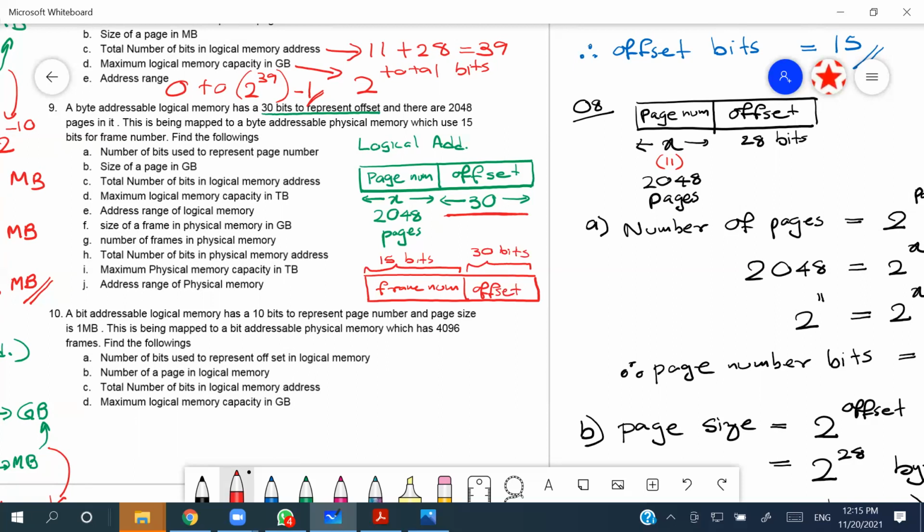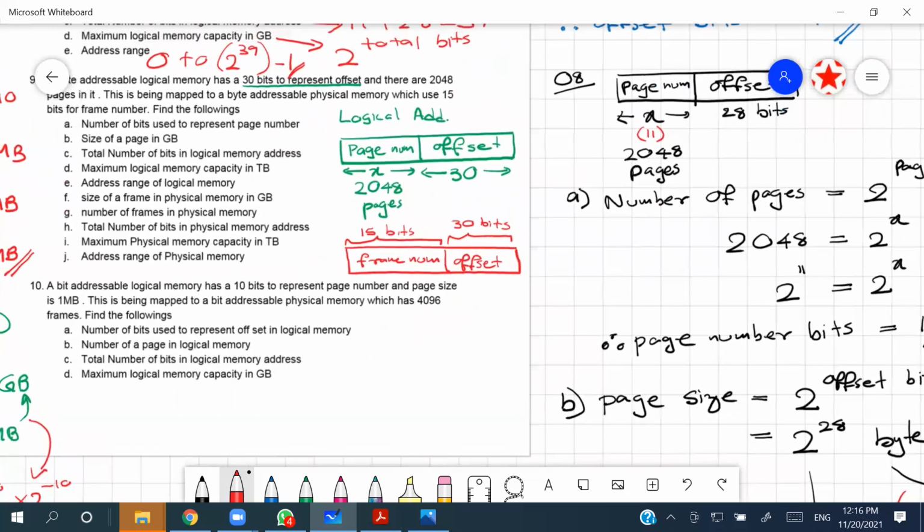Then it is a piece of cake. Since we got the experience now, and since we know how to do this, we are going to continue the calculation. So how it's going to be? The first one is asking about the number of bits used to represent the page number, right? We don't know the page number bits, but we know how many pages there are, right? So we do the calculation.